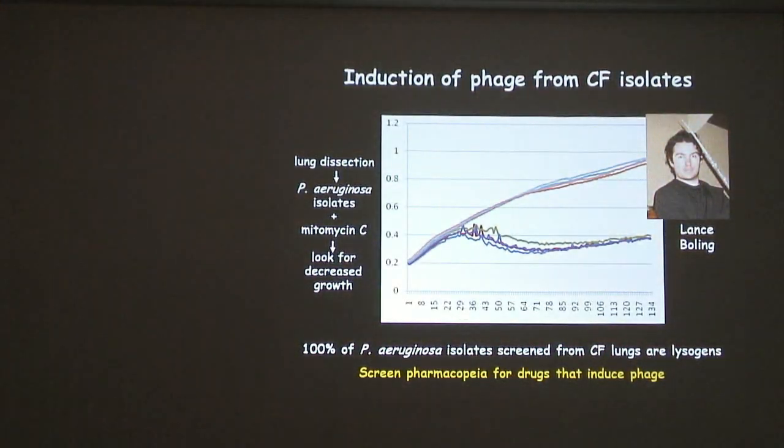Okay? And then finally, the classical approach to proving that you have lysogens is to do inductions with mitomycin C. And this is what it looks like if you've got no mitomycin C, the strains just grow up. If you add mitomycin C, you see them grow up, and then the viruses burst, and then you go down to no cells. And that's for 100% of the P. aeruginosa isolates we have from cystic fibrosis lungs. They have this behavior. So they're all carrying a temperate phage as far as we can tell.